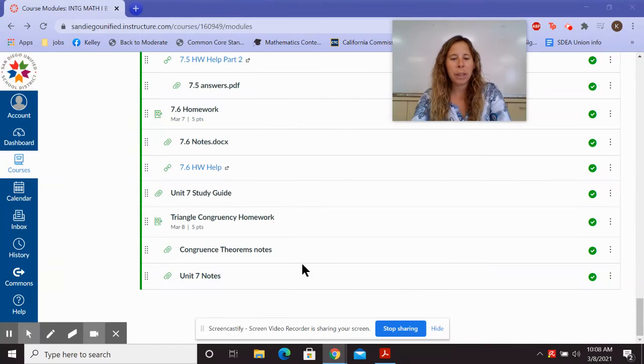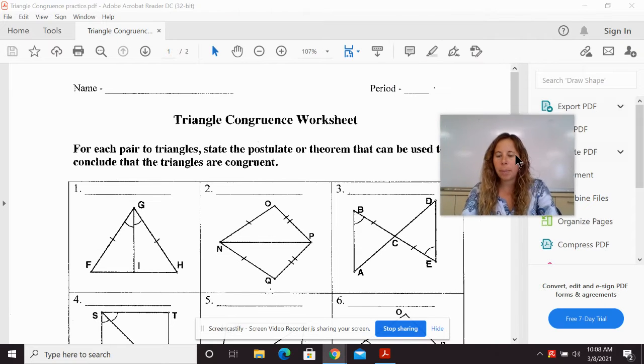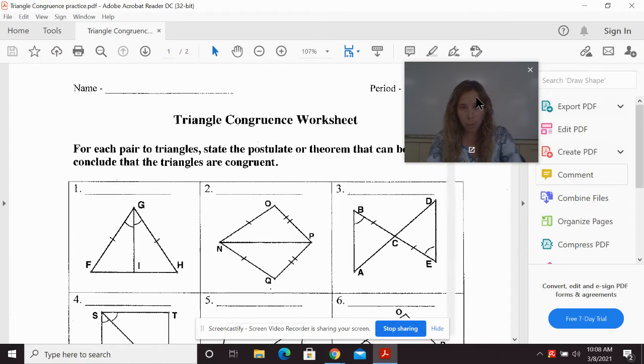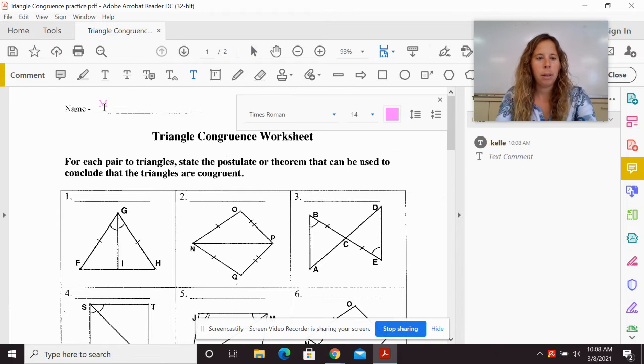Alrighty, I'm going to go through the triangle congruency homework. It's good practice. I'm going to do all of it. So make sure you're trying it by yourself and pausing me throughout the video, okay, or else you're not going to learn it. So here we go.